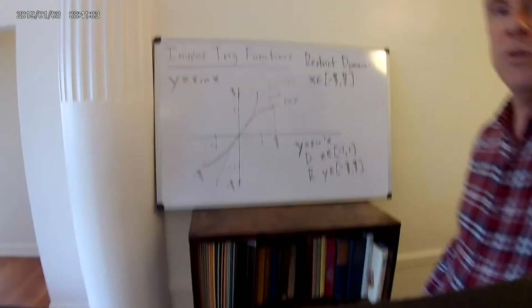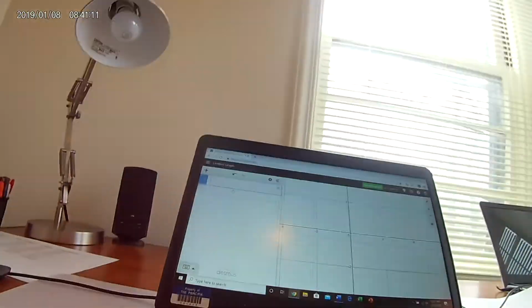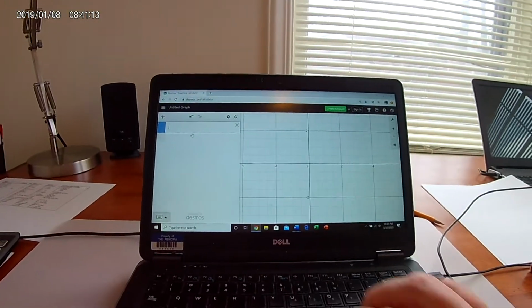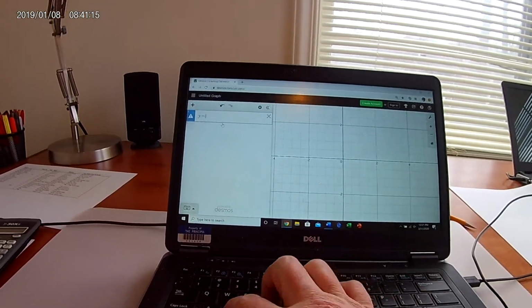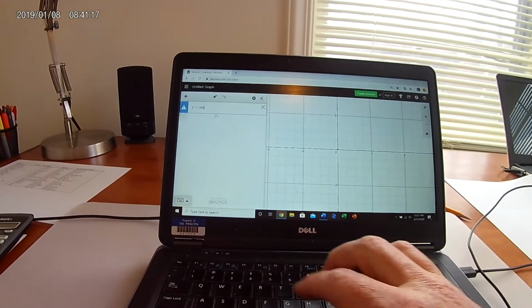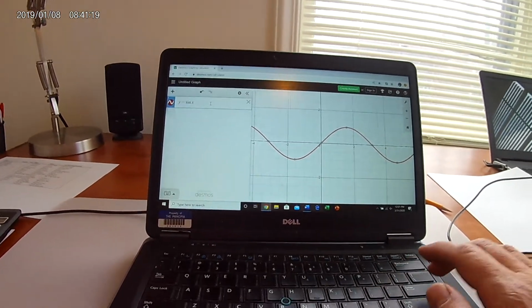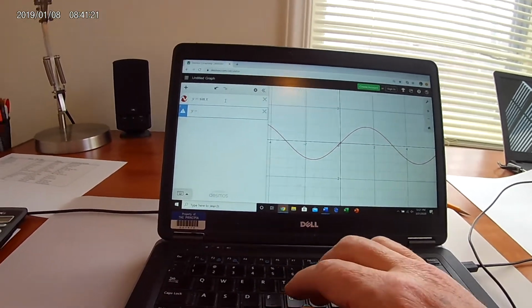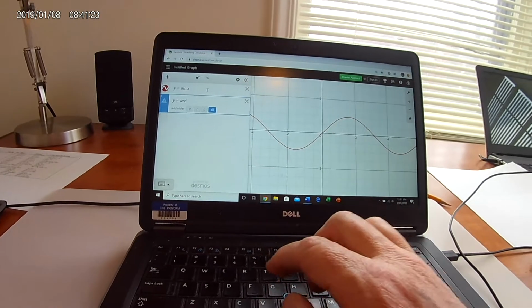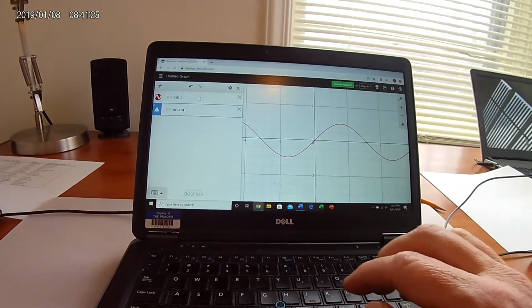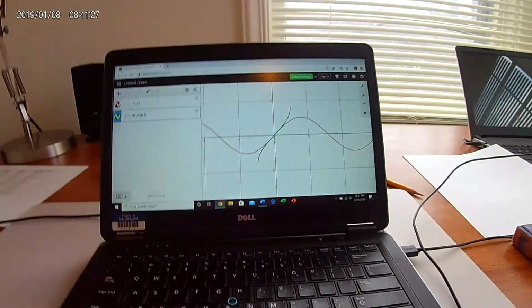I'm going to go over to my computer now, my laptop, and show you guys in Desmos what we can do here. We can graph this in Desmos. So just hold on a bit as I type these in. This is now Desmos. We can have y equals sine of x, and that's what we get. And then on top of that, I can graph y equals arcsine. Arcsine is another name for inverse sine of x. And that's what we get.